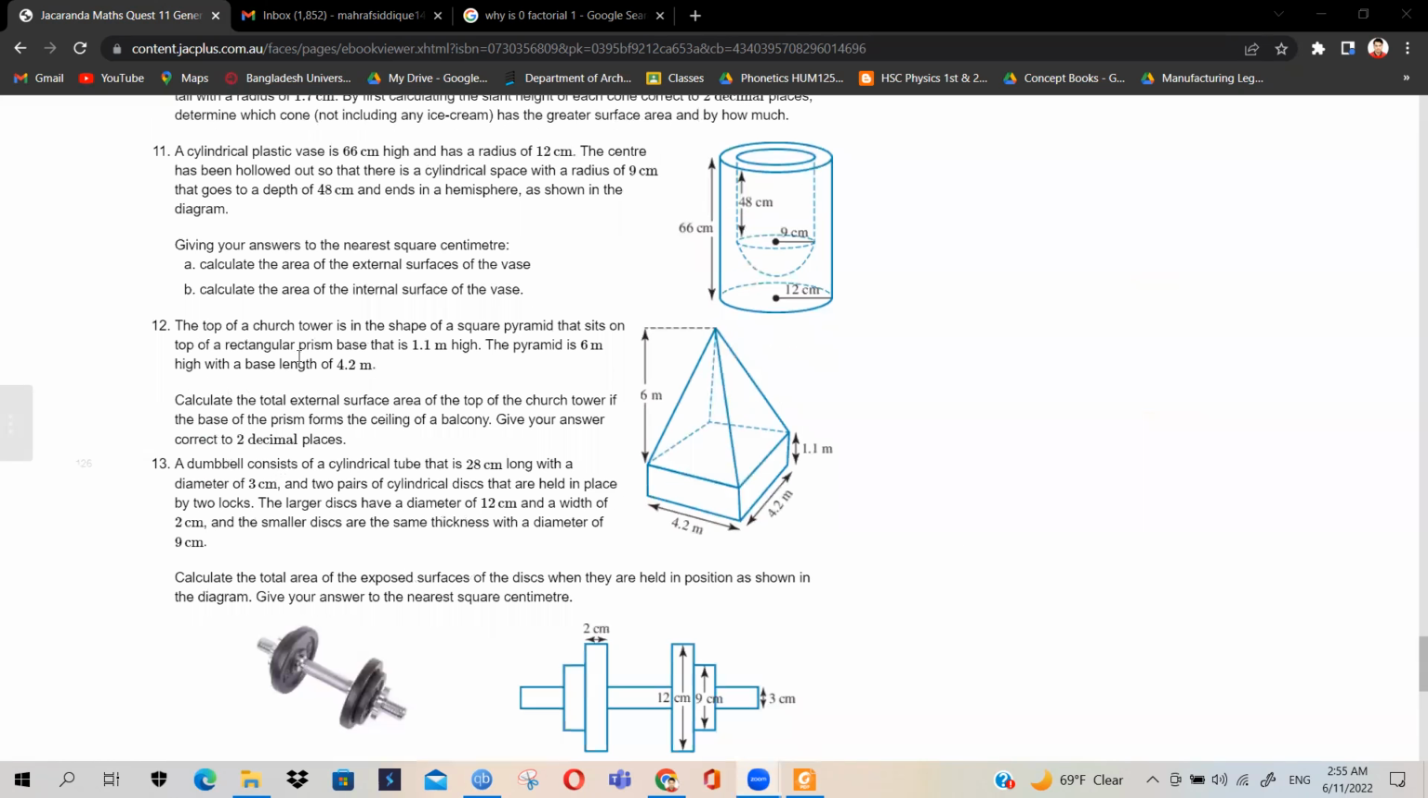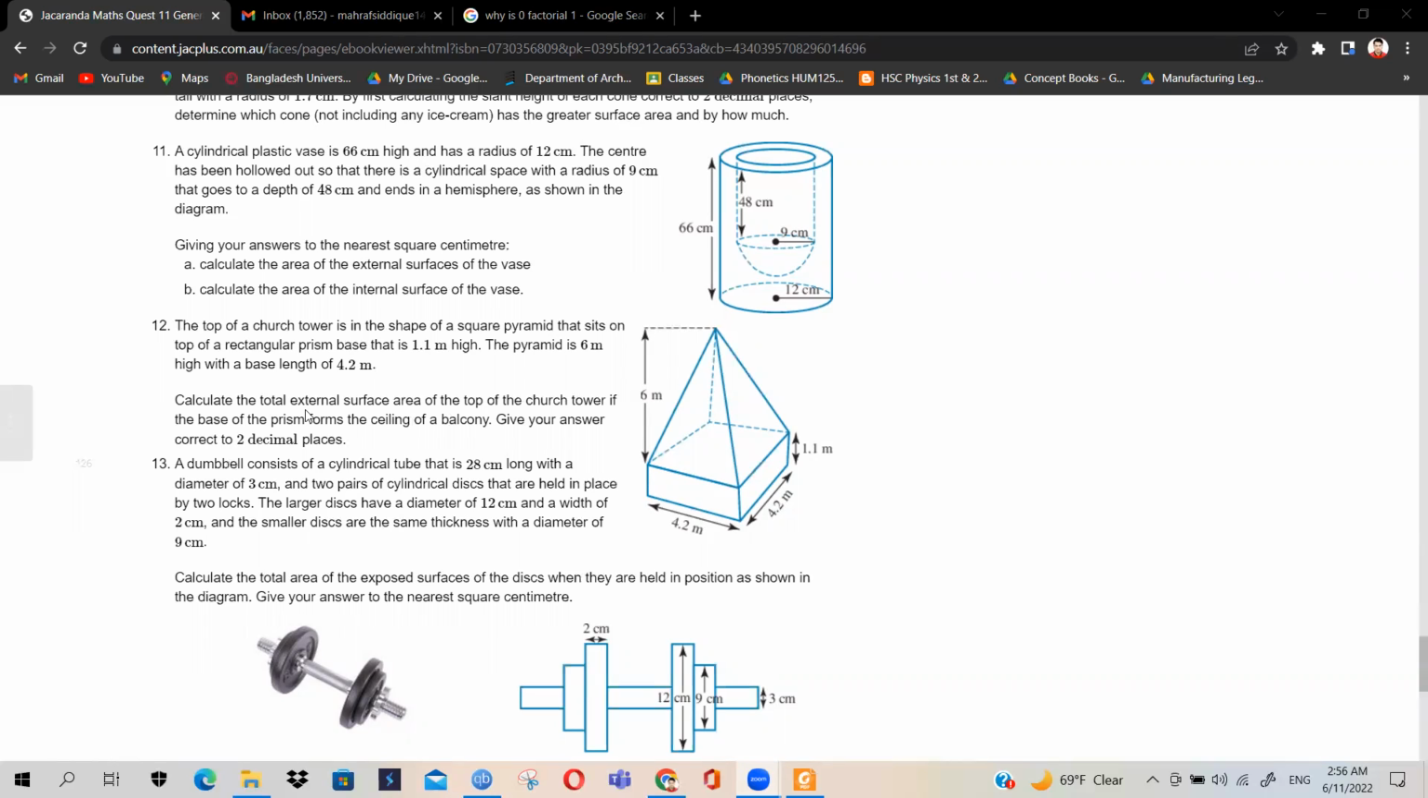Now, next up: the top of a church tower is in the shape of a square pyramid that sits on top of a rectangular prism base that is 1.1 meters high. The pyramid is 6 meters high with a base length of 4.2 meters. So what do we have to do? Calculate the total external surface area of the top of the church tower if the base of the prism forms the ceiling of a balcony.